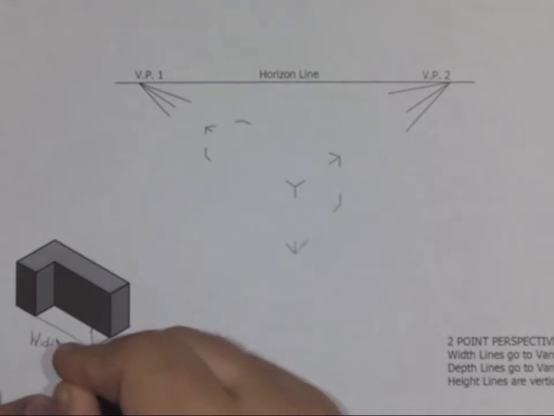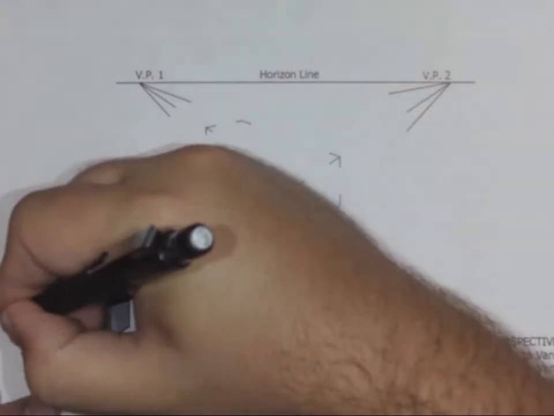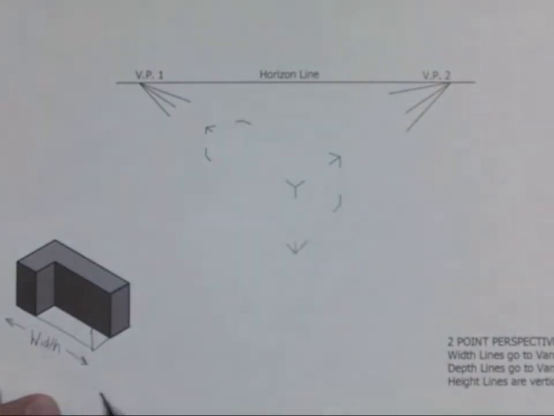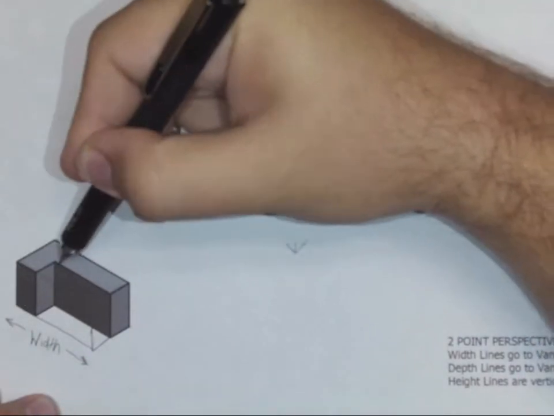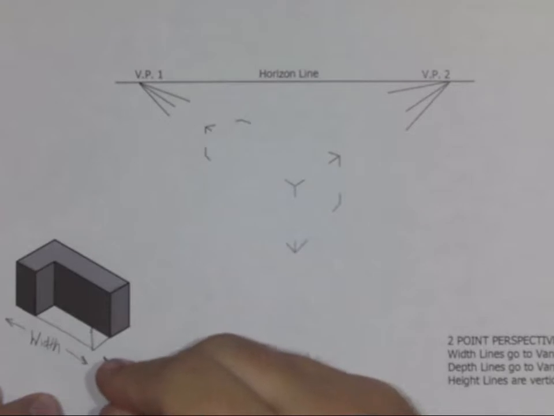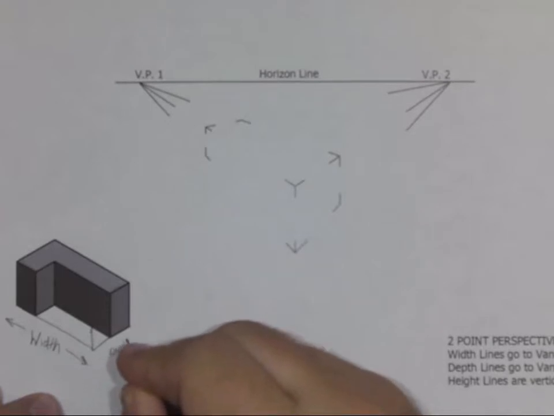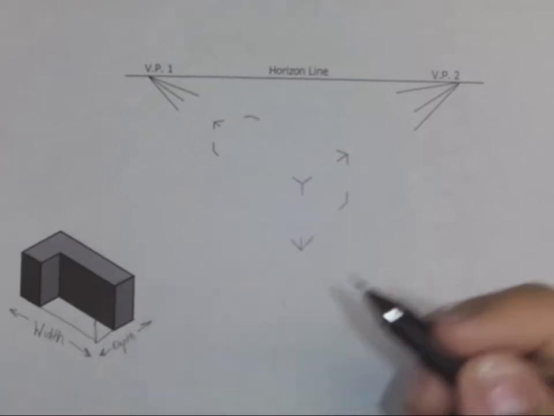Width lines, and I'm going to draw these arrows. So width lines are any lines that run in the same direction as the arrows. Like this would be a width line, this one would be, this would be, and this would be. On this side, I'm going to run depth. And depth runs from front to back.